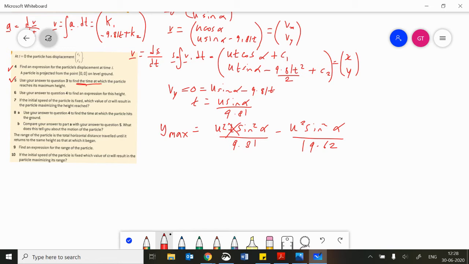So we've got a constant here of sine squared alpha minus a constant sine squared alpha, and again, u squared is involved in both of those as well. So if you did 1 over 9.81 take away 1 over 19.62, I believe that you get, I did this before, 50 divided by 981 sine squared of alpha. Okay, so that's how it's going to simplify.